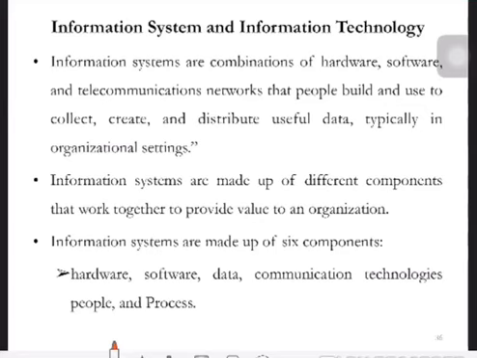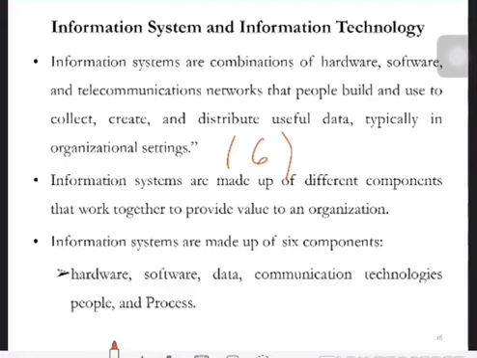Information systems are combinations of hardware, software and telecommunications networks that people build and use to collect, create and distribute useful data, typically in organizational settings. So when you say information system, we basically have 6 components: people, processing system, hardware, software, networks. So here we have 6 basic components.